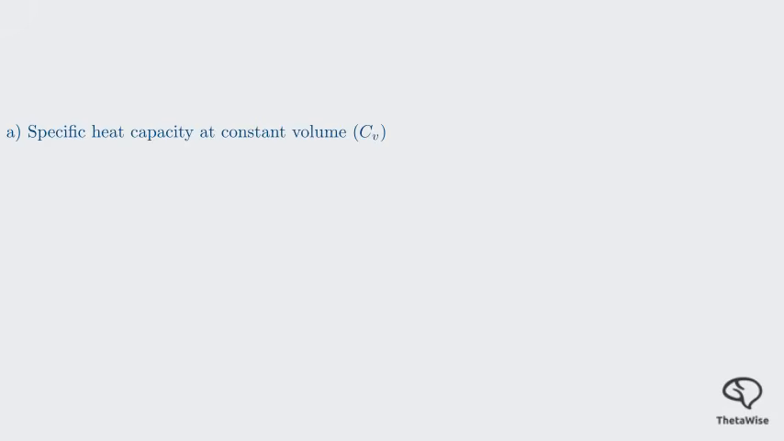Because the specific heat capacity of gases depends on the process, we need to consider 2 specific types: specific heat at constant volume, C sub V, and specific heat at constant pressure, C sub P. C sub V is the heat needed to raise the temperature of a gas by 1 degree while keeping its volume constant.